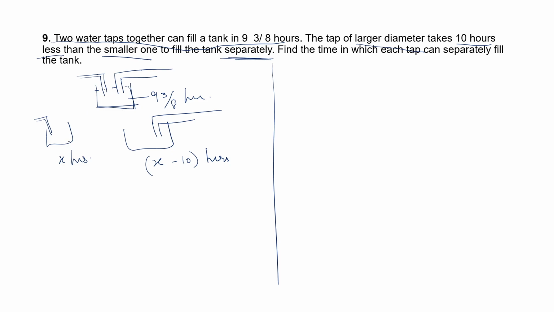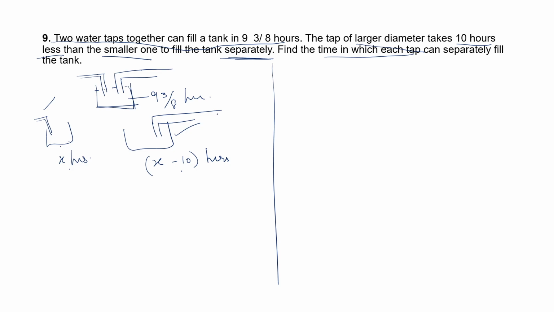Suppose the smaller one fills it in x hours, the larger one obviously will take less time. It will take 10 hours less. So what is the question here? Find the time in which each tap can separately fill the tank. If I am using only this tap, how many hours is required? Okay, that is the question.